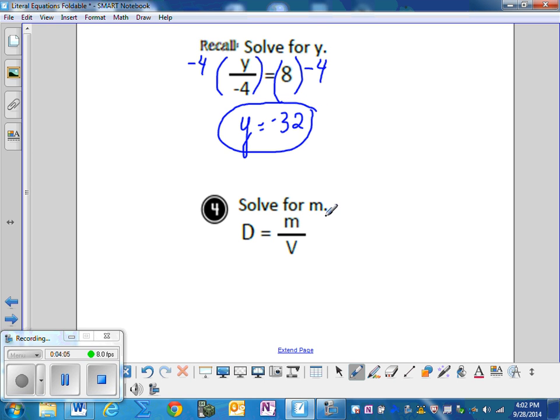Number 4, solve for m. So d equals m divided by v. Go ahead and solve for m. We're solving for m. We're divided by v, so we're going to multiply each side by v. dv equals m.